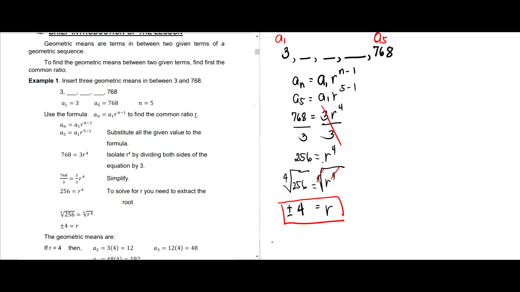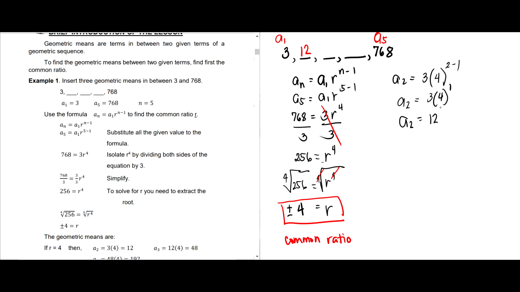But take note, this is just your common ratio. To get the geometric means, you are going to substitute. So, this is a sub 1. Let's have a sub 2. So, a sub 2 is 3 times r, where your r is 4, raised to 2 minus 1. So, a sub 2 is equal to 3 times 4 raised to 1. So, 3 times 4 is 12. Therefore, your answer is 12.